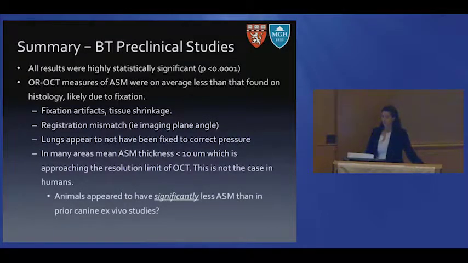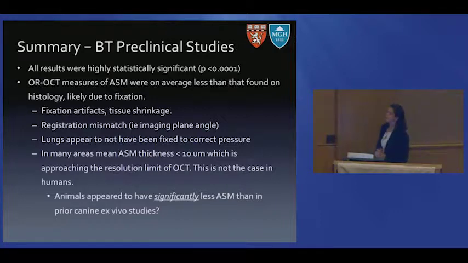So all results that we got were statistically significant. We did find that on average, the OCT measures of airway smooth muscle were less than that on histology, but we think this is also largely due to fixation. We did this study at an off-site animal center, so they handled the tissue fixation for us, but we know that the lungs weren't fixed according to our protocol. The way we excised them, we went back and did a bronchoscopy on the fixed lungs to go back to those exact same targets to pull out the same bifurcation points, and in many cases we really struggled to get the bronchoscope in there, so we do know that things were a little bit different.